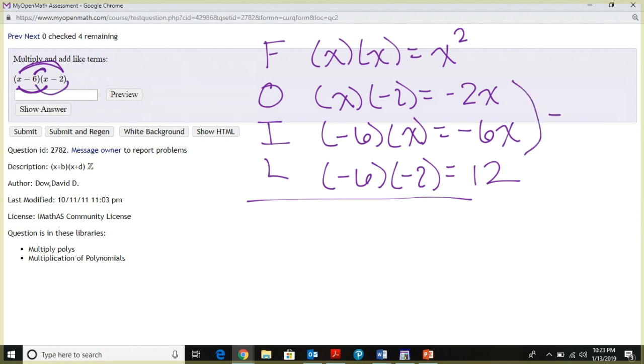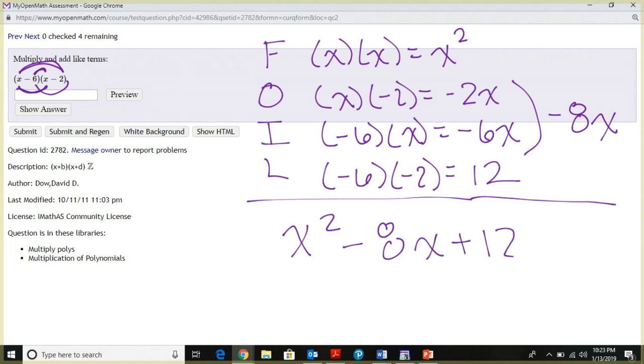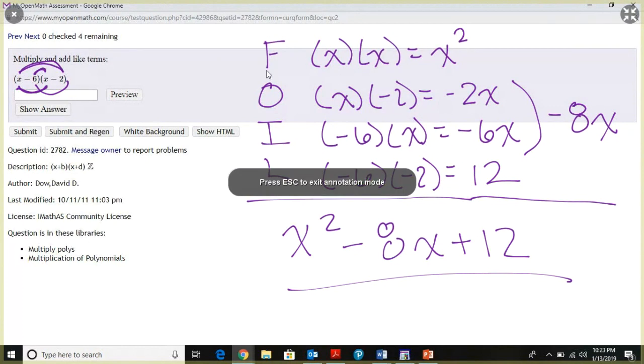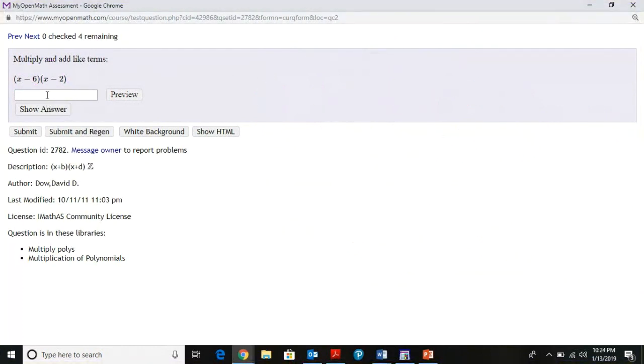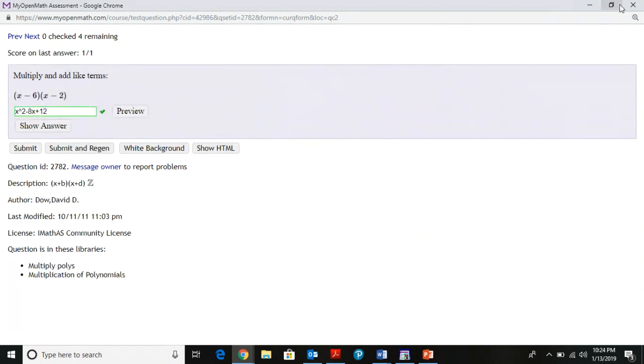These two in the middle can be put together to give us a negative 8x. So we get x squared minus 8x plus 12. And there's our answer. So x squared minus 8x plus 12. And we can submit that.